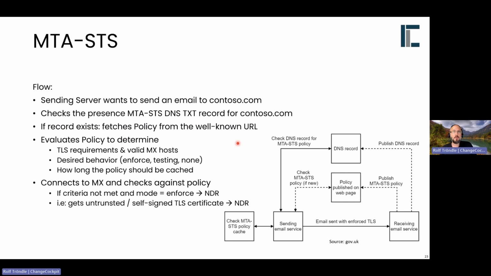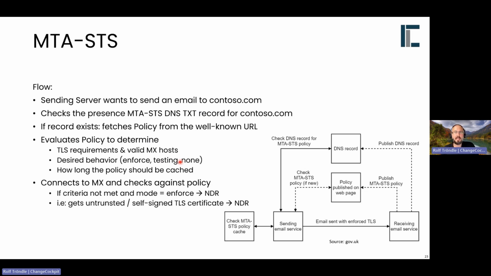So MTA-STS, what's the flow when sending emails? First of all, the sending server wants to send an email to Contoso. That's the use case. Then the sending server checks the presence of this text record. And if this record exists, it will fetch the policy from this well-known URL. We also have just seen mtasts.domain. And then it will evaluate the policy to determine the TLS requirements and valid MX hosts, and the desired behavior. So this means enforce, testing or none. You can have this in the policy if you would use it. If you would like to use it for testing, just specify testing in there.